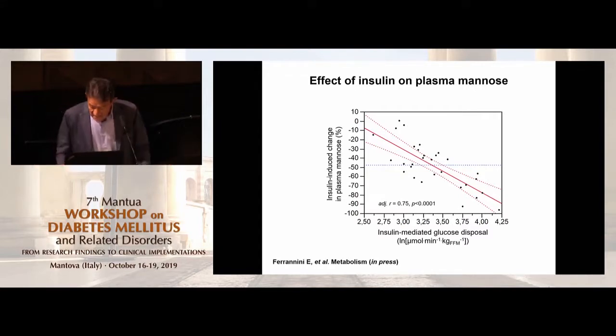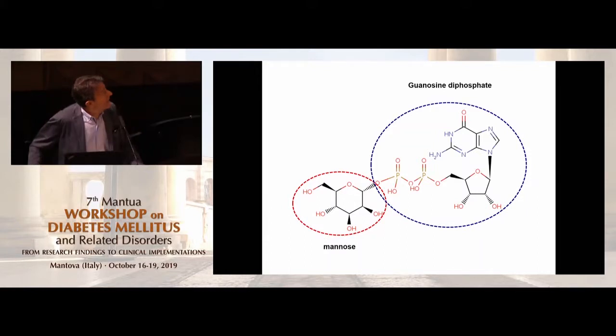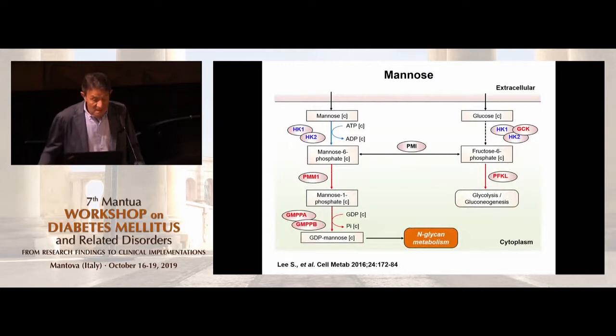But then it occurred to me that one thing the mannose does is to link up with guanosine diphosphate and enter the glycan and glycan metabolism. And glycan metabolism is early atherosclerosis.